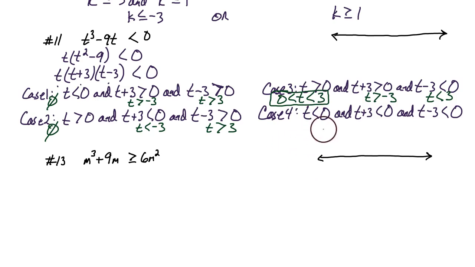Now case 4. This one's good to go. Right here in the middle we can subtract 3 from both sides. And over here we could add 3 to both sides. Now let's read all pieces and think about it.